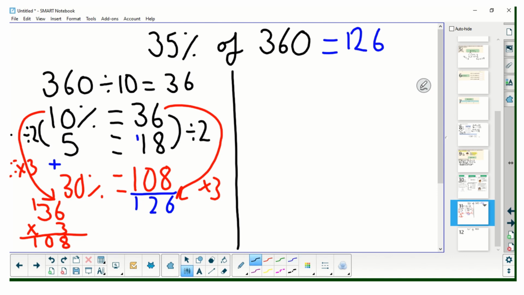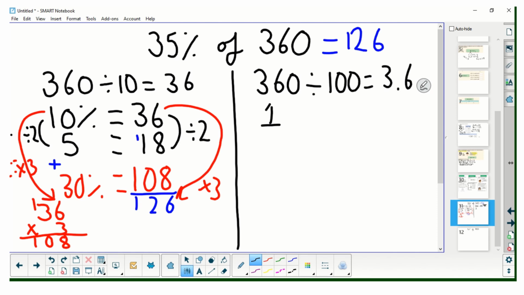Another method we can do is 360 divided by 100. Well, that equals 3.6, because we know 100% is out of 100, and 1% is equivalent to 1 over 100. So 1% is 3.6. So then from this, we are looking for 35%. We can take 3.6, multiply it by 35.